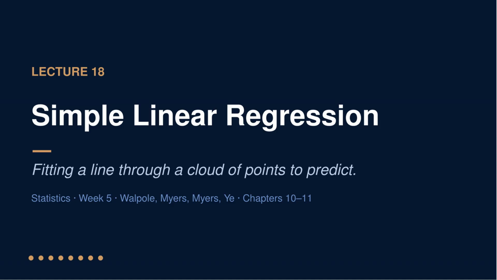Study hours and an exam grade, height and weight, square footage and a house price. Whenever two things tend to move together, is there a rule hiding in there? One number in, a prediction out? That's simple linear regression, and it's also the last new idea of the whole course. This is Week 5, Lecture 18, fitting a line through a cloud of points to predict.